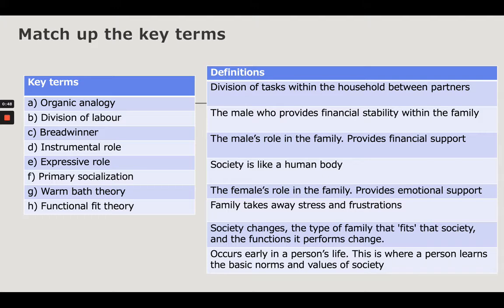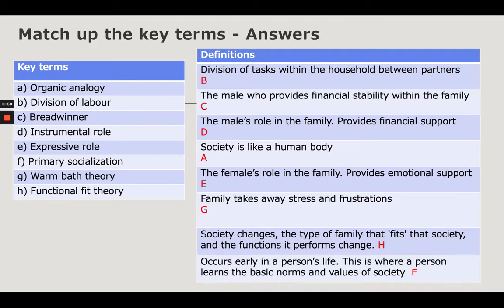Hopefully you've all had a chance to do that. Let's go through the answers. So the first one, division of tasks within the household between partners, is B, division of labour. The male who provides financial stability within the family is C, the breadwinner. The male's role in the family, he provides financial support, is D, instrumental role.